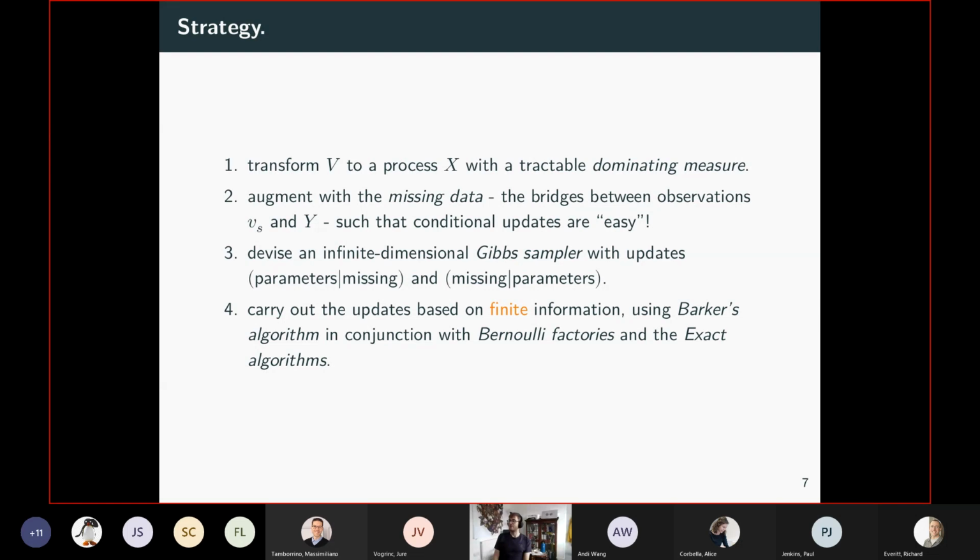And so in the next step, once we've done the right kind of augmentation, we'll have an infinite dimensional Gibbs sampler. In particular, the updates are going to be the parameters of the diffusion given the missing data, and vice versa. And then finally, we need to find a way of carrying out these updates based only on finite information. And here we're going to leverage Barker's algorithm in conjunction with Bernoulli factories and the exact algorithms for diffusion simulation. And again, I hope that you attended Didier's talk 2 weeks ago, because that's going to make my job much easier.